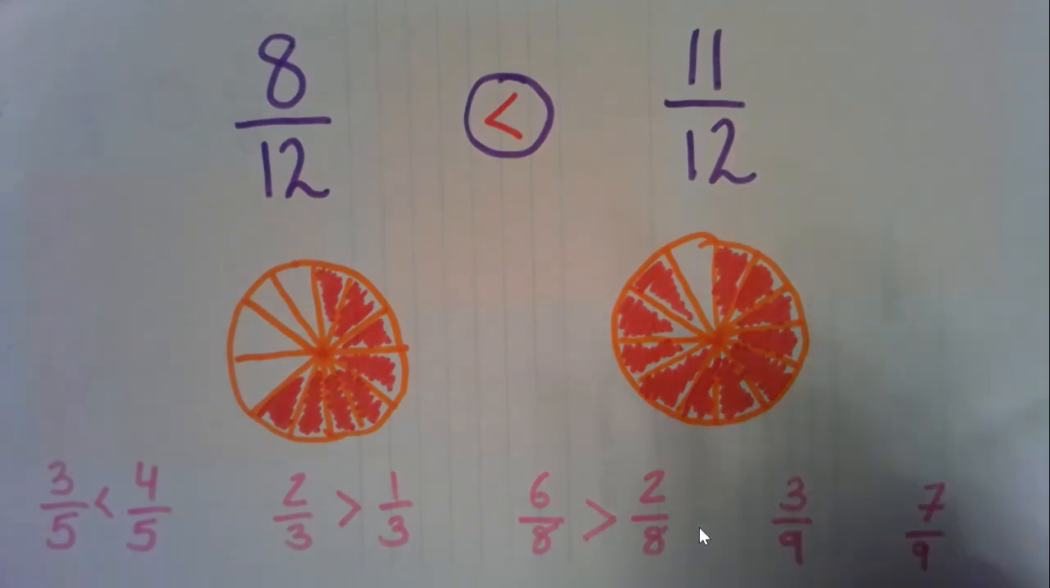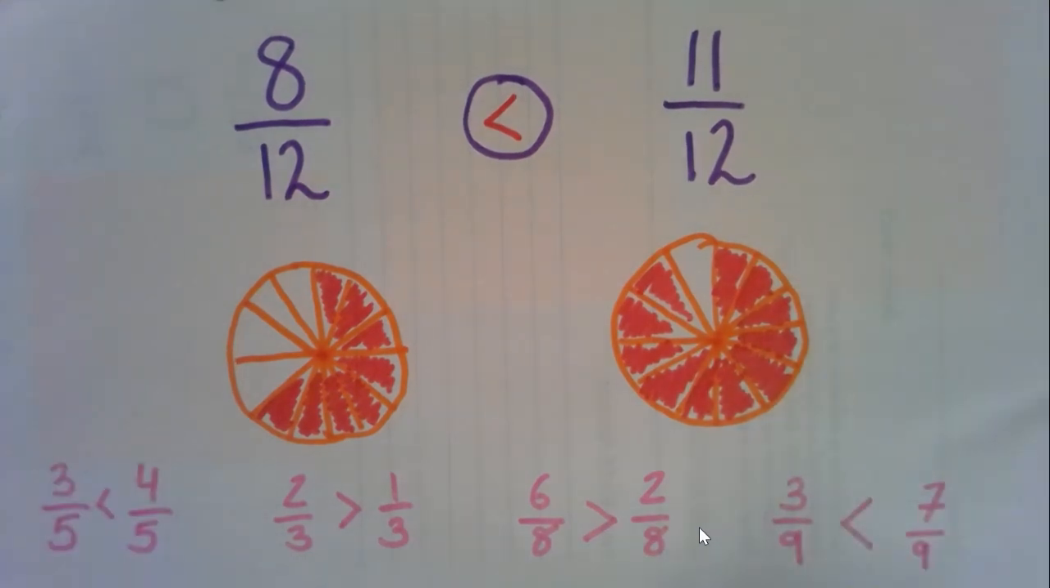So hopefully you thought about it. You recognize that 3 is less than 7. So just as 3 pieces of paper is less than 7 pieces of paper, 3 books is less than 7 books, 3/9 is less than 7/9.